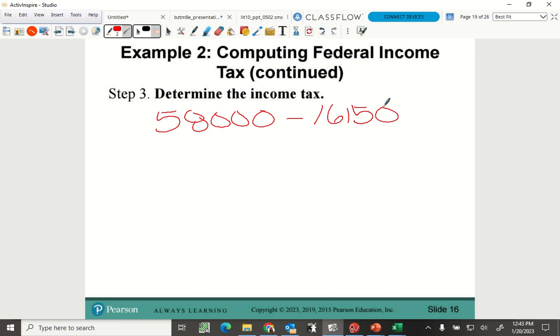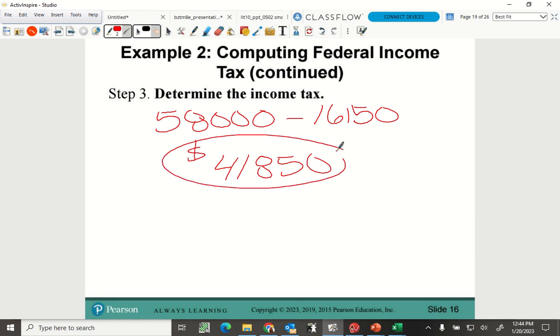16,150, and this is going to be my taxable income. We're doing a lot of work here, but I need you actually writing stuff down. 41. Very good. So taxable is 41,850.